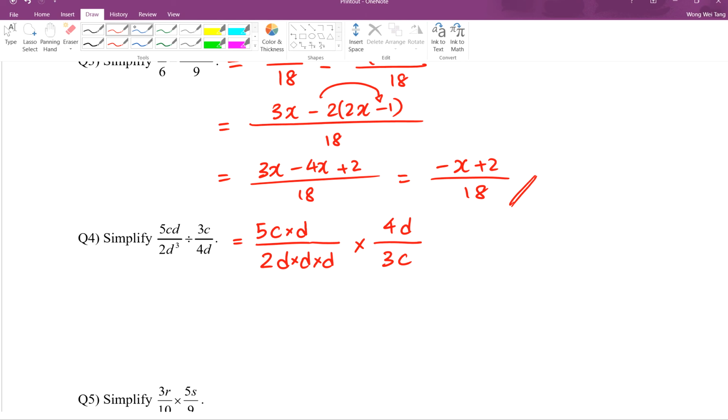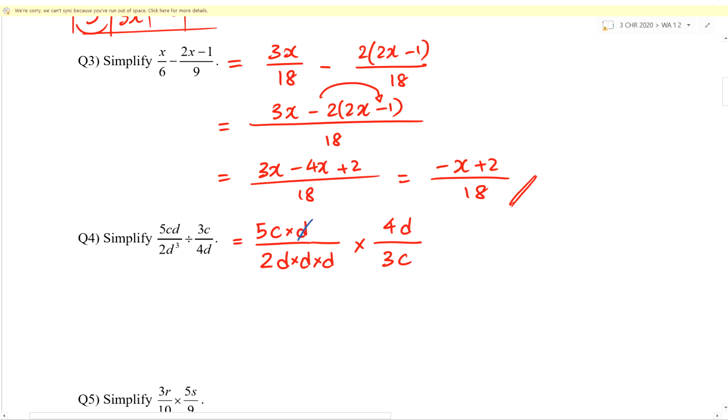So we remove all the common factors, one of the d, one of the d. Then we go diagonally. C and C, 2 and 4, D and D. Now we compare the numerator. 5 multiplied by 2, 10. Denominator, D times 3, 3D.